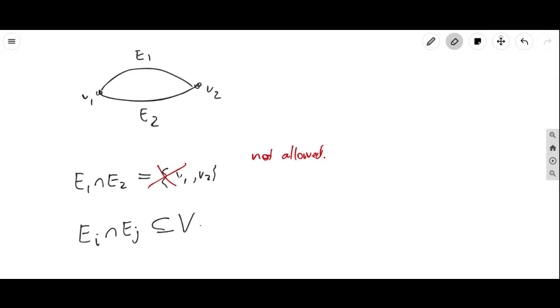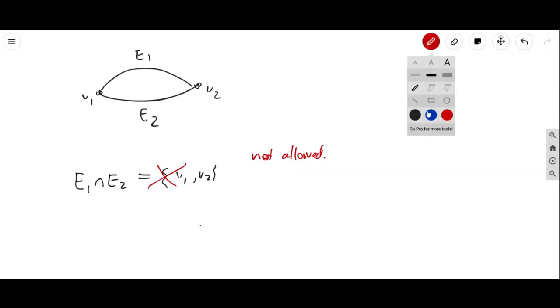Or, for example, something like this. Some people would call this a multigraph.